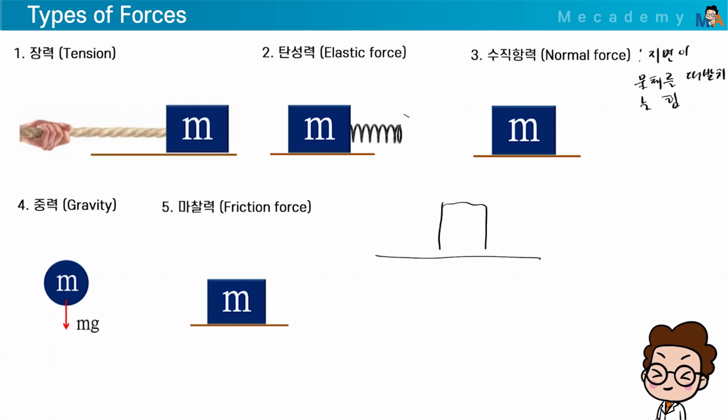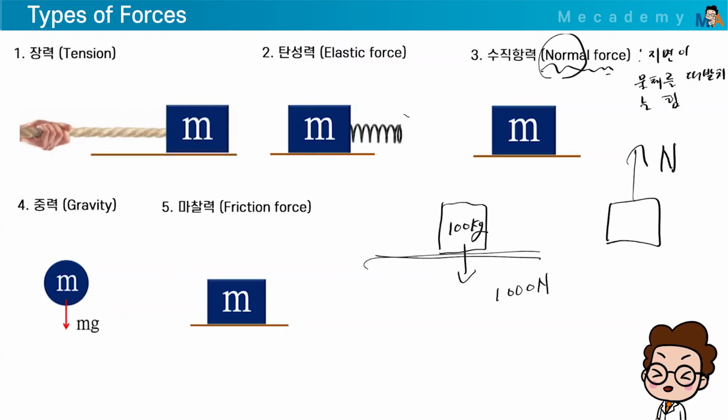So if the mass is 100 kilograms, then, due to gravitational acceleration, let's say it presses with 1,000 newtons. We represent the normal force with the letter N. The N actually stands for normal, which in physics means perpendicular to the surface. That's why we use N. So the normal force is denoted as N.